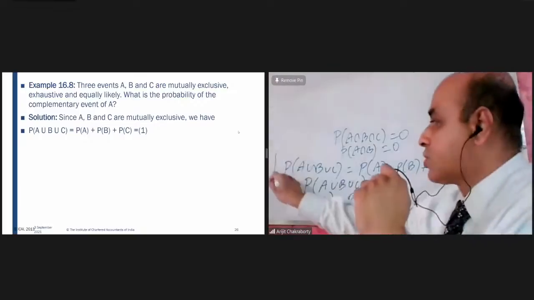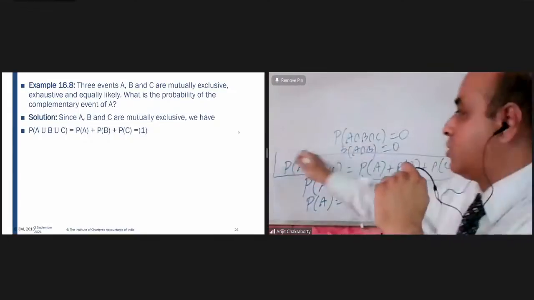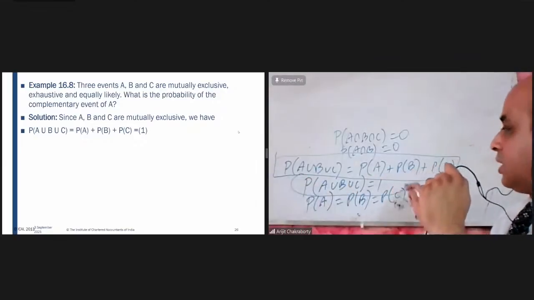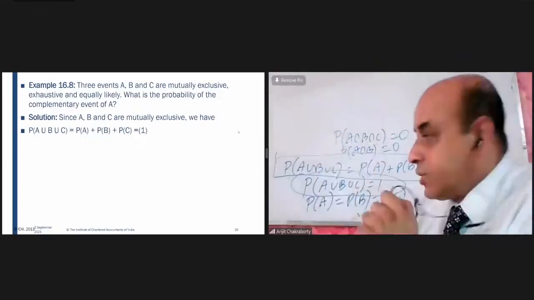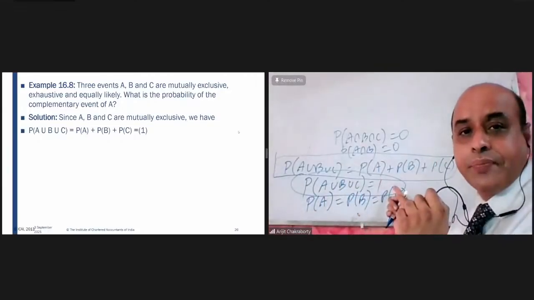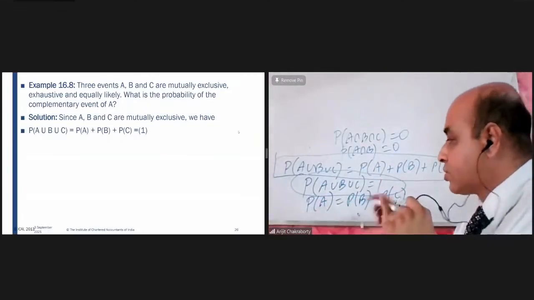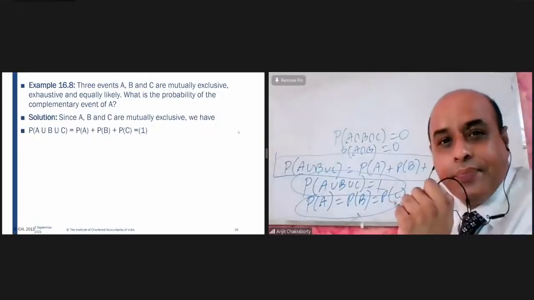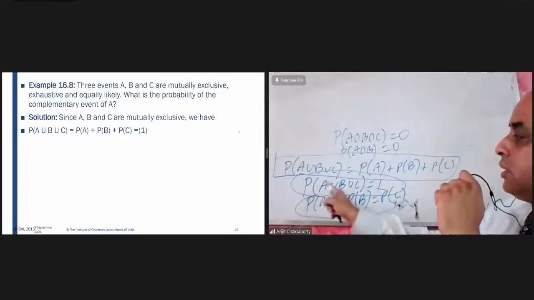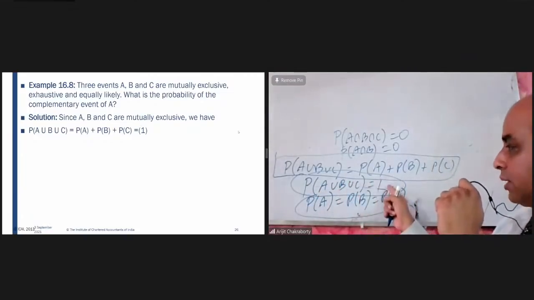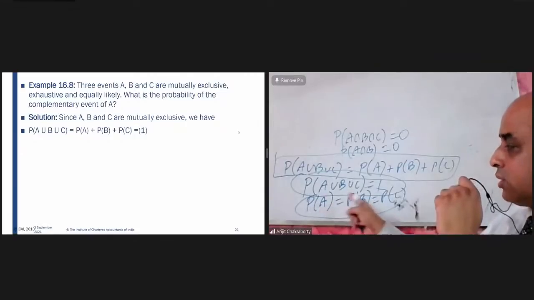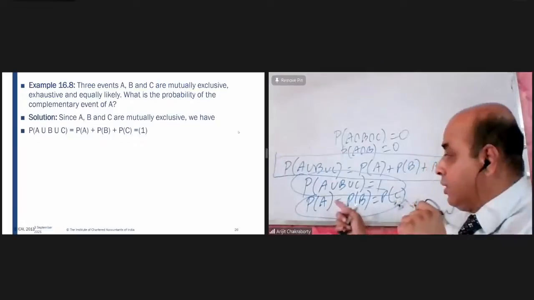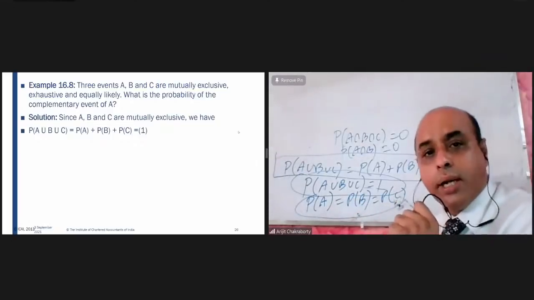Please note, the first equation is the equation for mutually exclusive. The second equation is showing you the exhaustive nature, that together the value is 1. And the third equation is telling you the equality, that they are equally likely. So if I know that P(A union B union C) equals 1, and I also know that P(A) equals P(B) equals P(C), then I can easily write that the 3 events together give you 1 and each of them is the same.